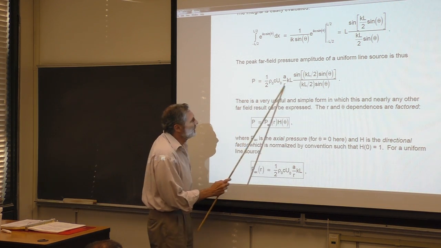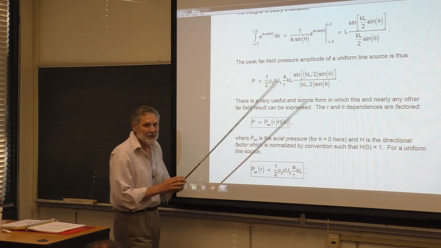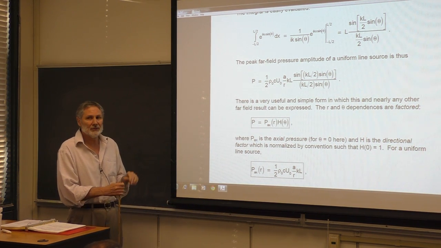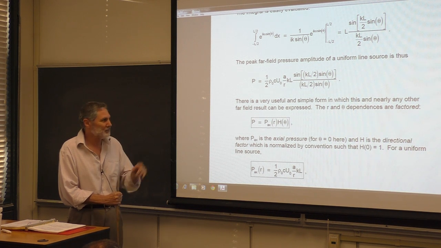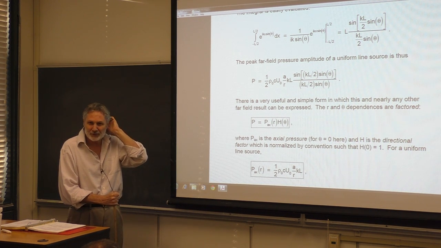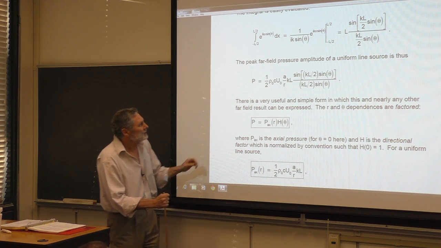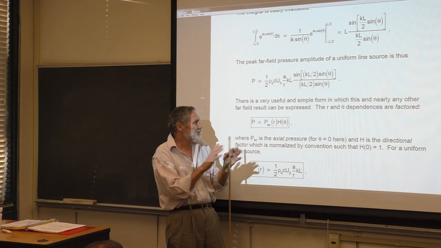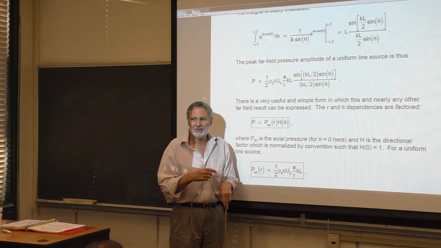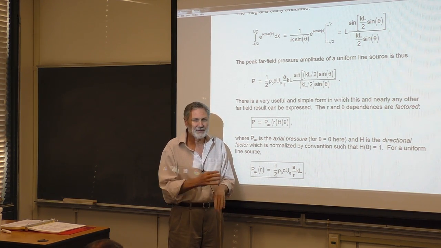This is a fairly complicated expression. And to understand it, we're going to do a standard thing here. It works, as far as I know, for every other source. We're going to do this again several times for different sources that we consider. So the way people beat this down in order to appreciate it is they separate the radial dependence and the angular dependence. They factor it.